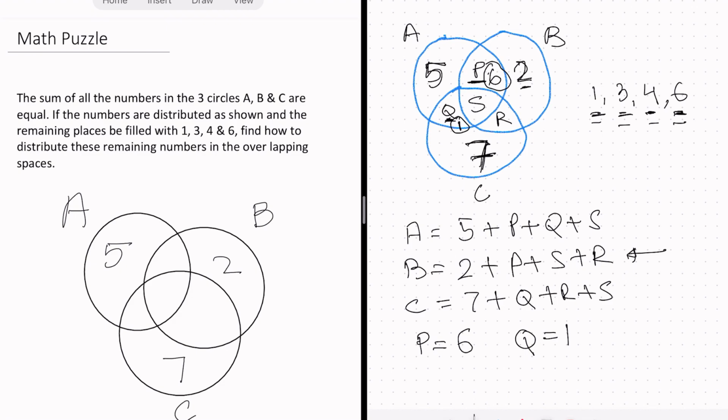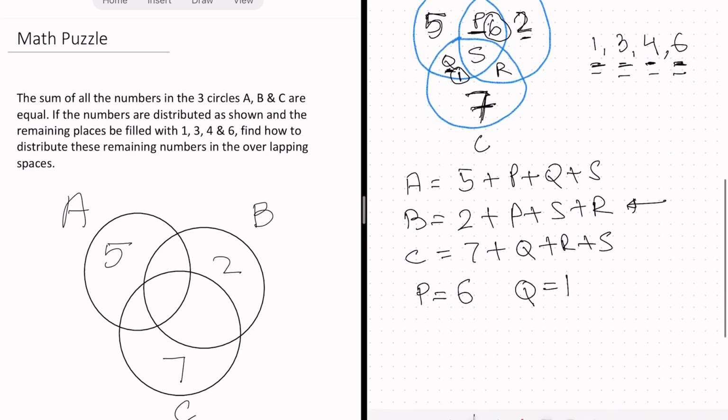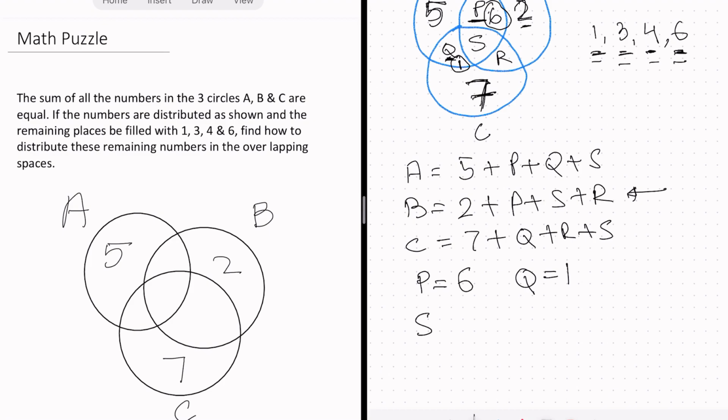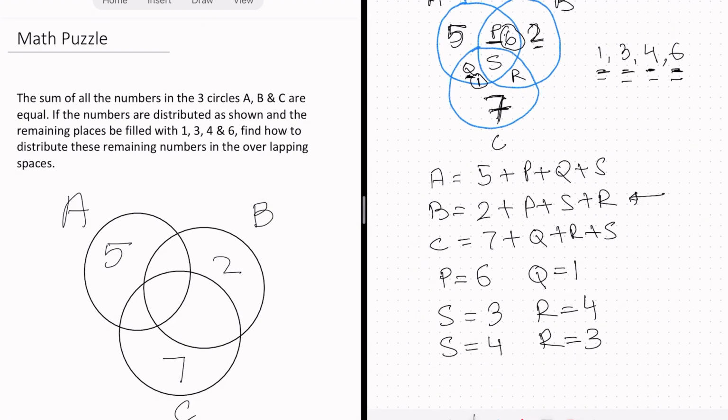Now this is where my logical thinking ends. I can't do anything else with the numbers 3 and 4. So if P is 6 and Q is 1, then 3 and 4 would be distributed between R and S. So either S is going to be 3, in that case R is going to be 4, or S is going to be 4, in that case R is going to be 3. Now let's try to use one of these equations to see if we can solve for R and S.